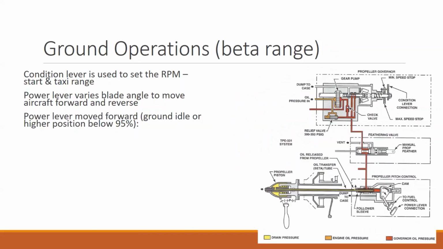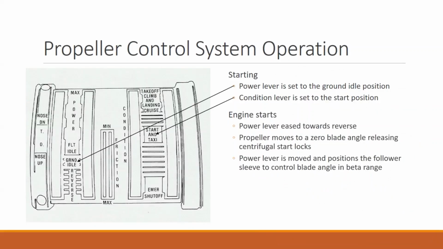Okay. So on the ground in a fixed shaft turboprop, when we're in the beta range, our condition lever is going to set the RPM, right? So here I said it goes in the start and taxi position. That's going to set our RPM into the lower range of RPMs.